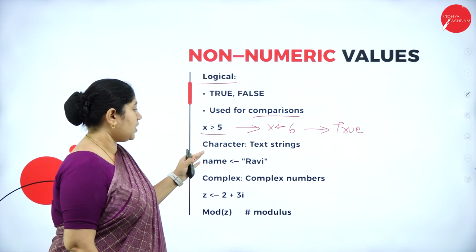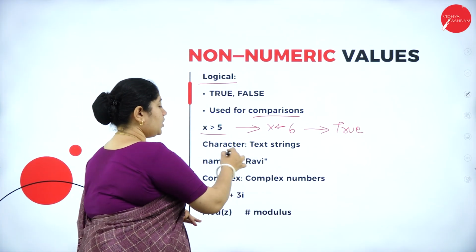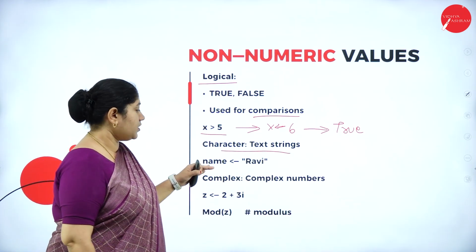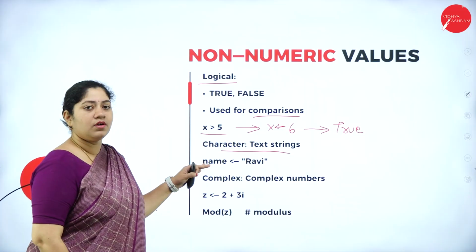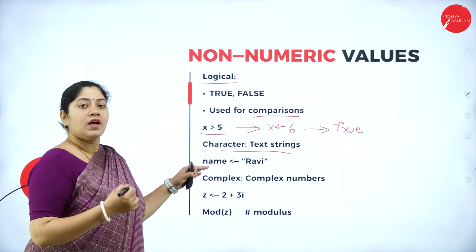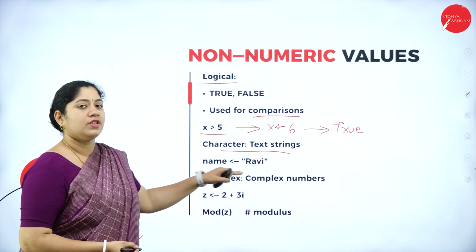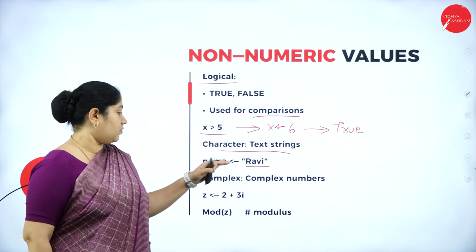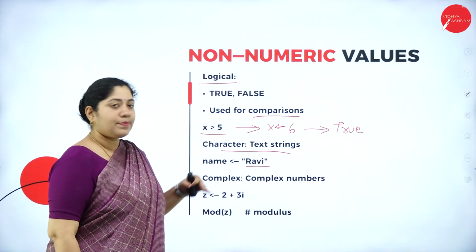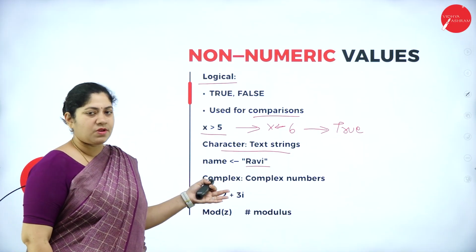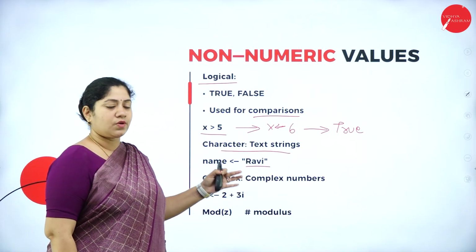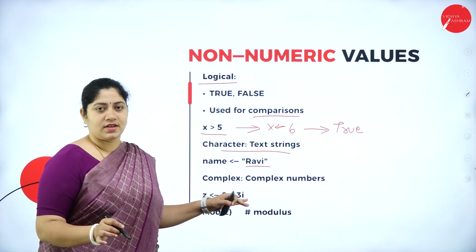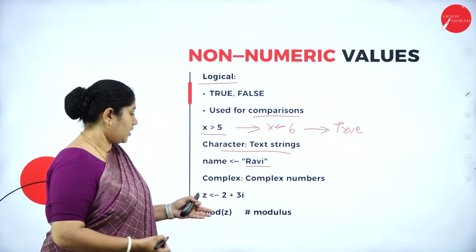And up next, let's see character or text strings. So how to define characters or text strings? Yes, exactly, like we have a name. So what has to be assigned to the name? Yes, Ravi has to be assigned to the name. Okay. Up next, let's see how to represent a complex number. Yes, absolutely. We know that a complex number will be in the form of 2 plus 3i, something like that. Correct? So let's see the example over here.